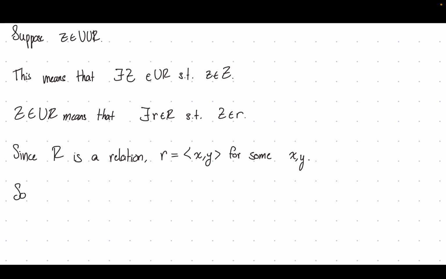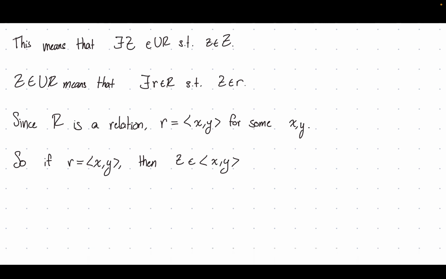So, if R is equal to x comma y, then now we're going to go back down. We kind of went up the chain of unions, now we're going to go back down the chain of unions. So if R is equal to x comma y, then big Z is in x comma y.